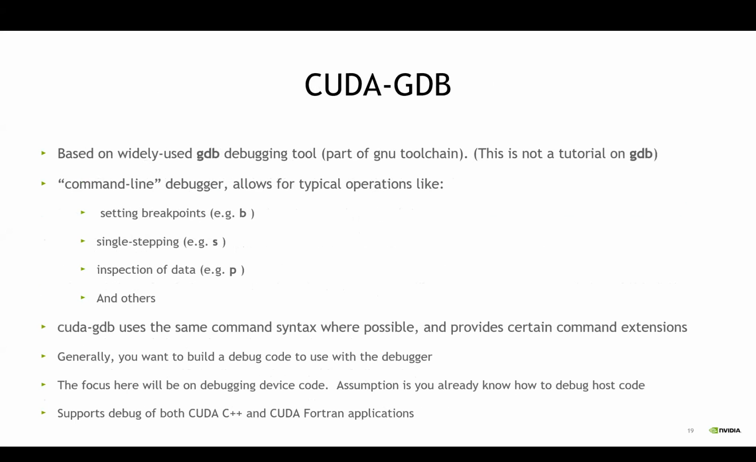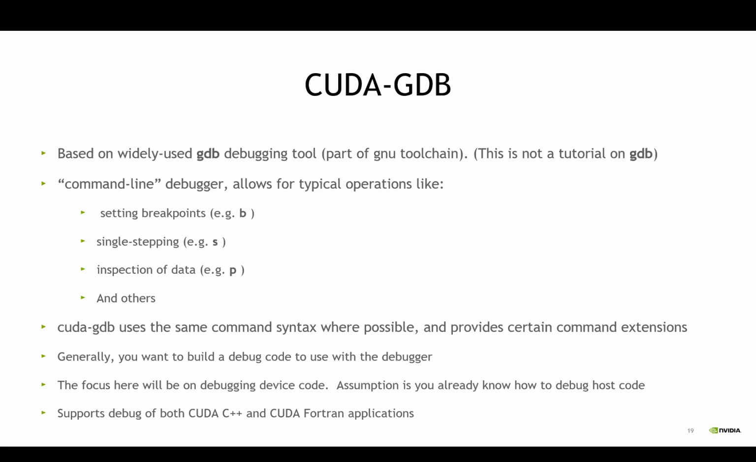Okay. CUDA GDB uses the same command syntax where possible as GDB, and it does provide certain command extensions. Those command extensions typically have the word CUDA in the command name, so it's pretty obvious that you're using a command extension. Generally, you want to build debug code when you're using a debugger. That's not a CUDA specific statement. So if you're building host code and you want to do some debugging on it, you're generally going to want to build debug host code. And if you were using GCC or G++ for that, you'd add the -g, little g switch, and that would build debug code for you.